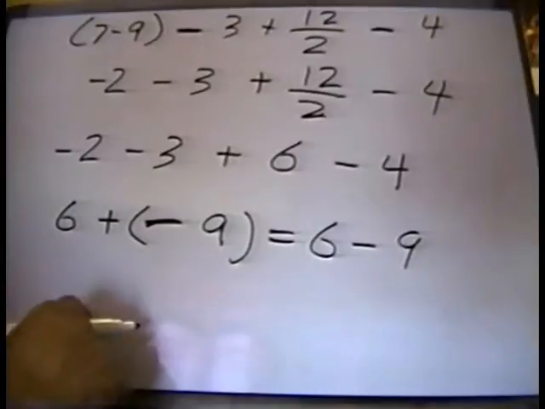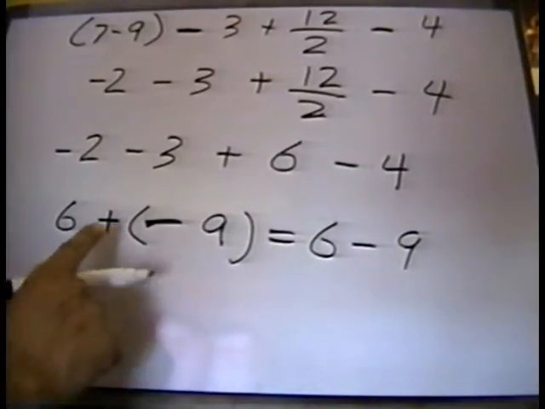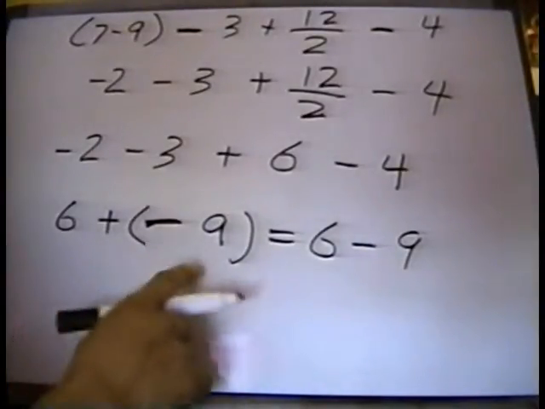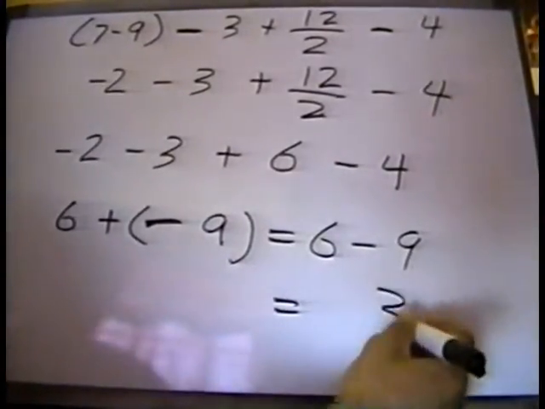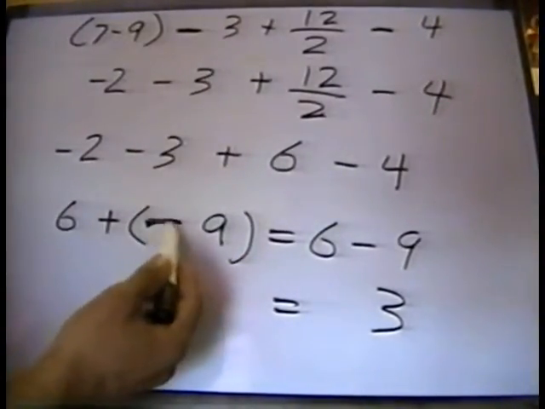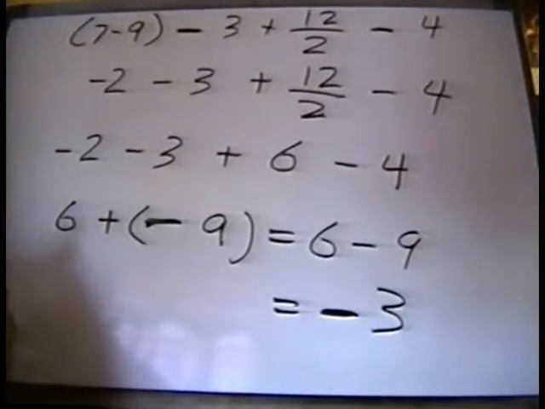Well, what you do is you take the difference, you find the difference between 9 and 6, which is 3, okay? And because 9 is the larger number, and it's the one with the negative sign, we attach the negative sign to 3. So our answer is negative 3.